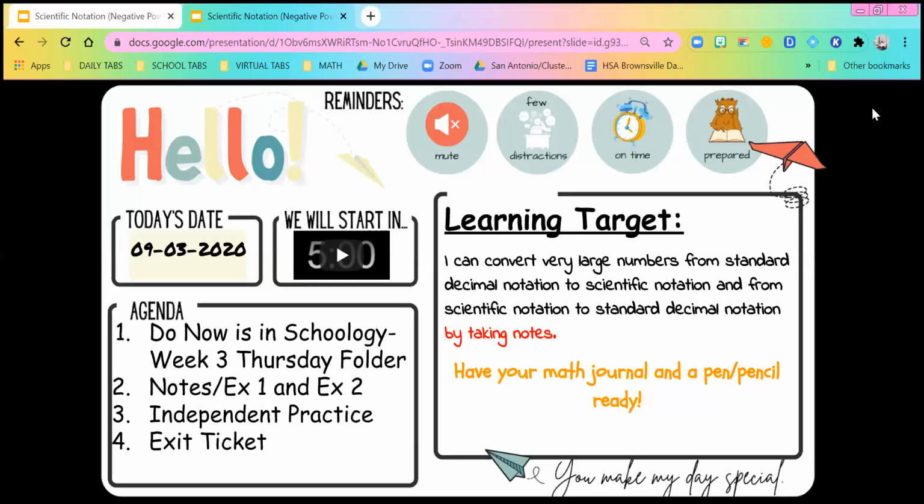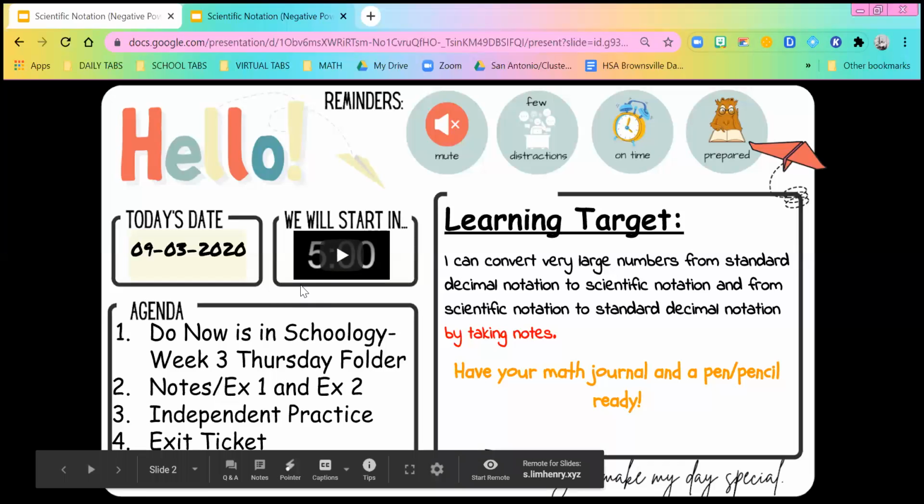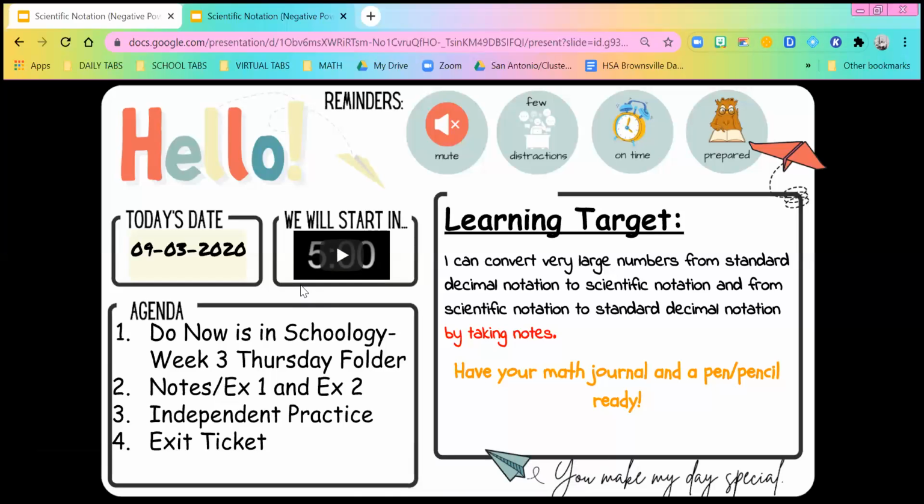So we're going to take notes in our journal, just like we did yesterday. So if you can have that out and ready to go, and then we'll do a couple of examples, some practice problems, and then we'll take our break. We'll do your independent practice, and then we'll wrap up the day with our exit ticket. So that's kind of what we're going to go through in class today. Are there any questions about today? No, we're all ready to go?